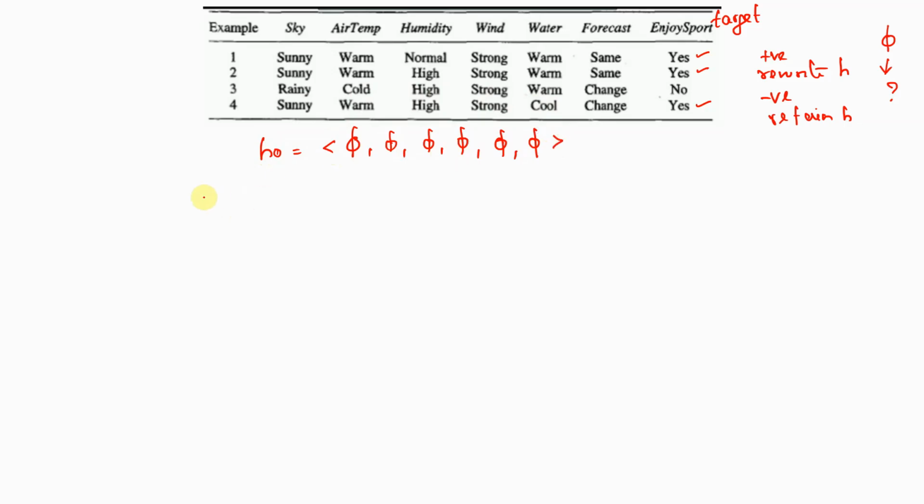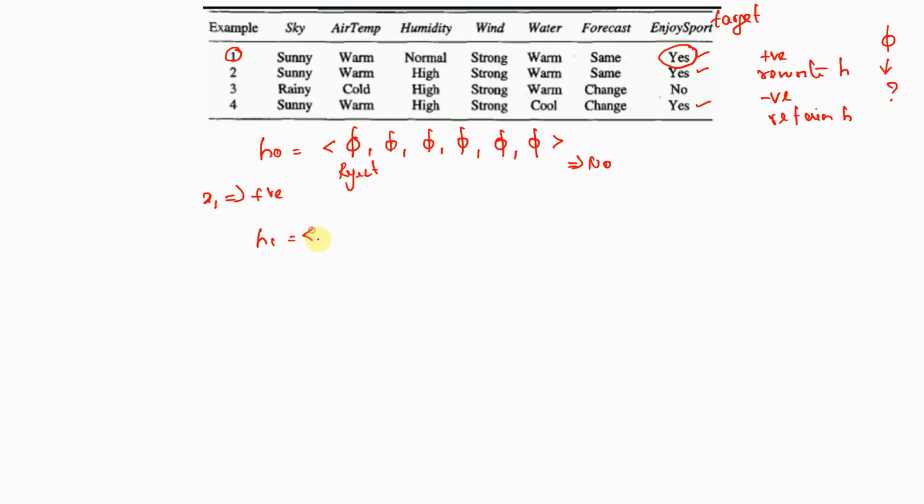And now the first input is x1, which has a positive target. Whenever the input is positive, we have to rewrite, because when I use this h0 as a hypothesis to pass this input, sunny matches with the specific symbol, so it will reject it. When any one input gets rejected, my output becomes no. But the actual target I expect is yes. So we have to rewrite this hypothesis in order to accept x1 and get the target output yes.